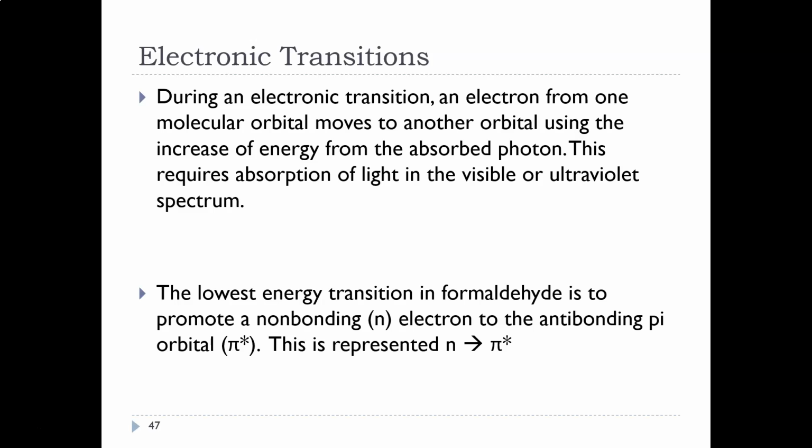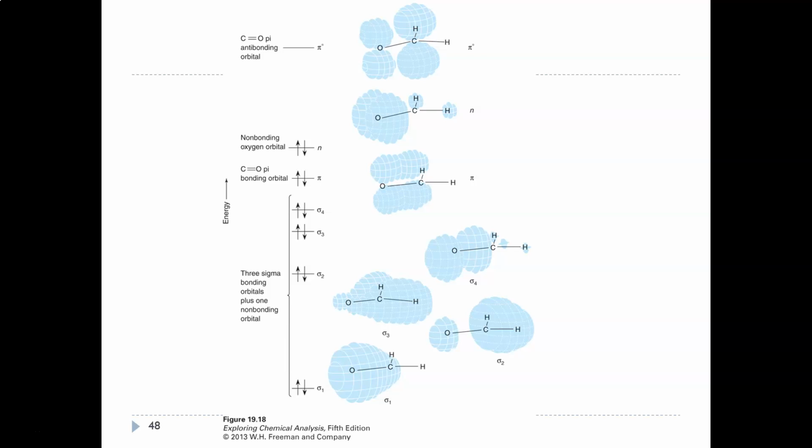But when formaldehyde absorbs light, the lowest energy transition, the easiest electronic transition it has, is to take an electron from the N to the pi star. So here's the molecular orbital diagram. Okay, so right now, in the ground state, this is where the highest energy electrons are.